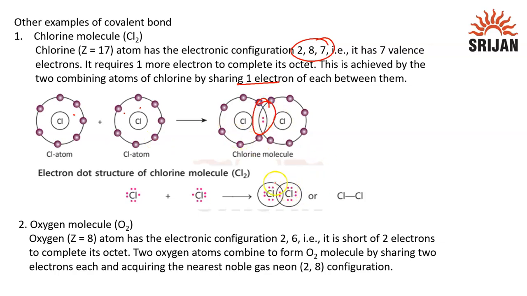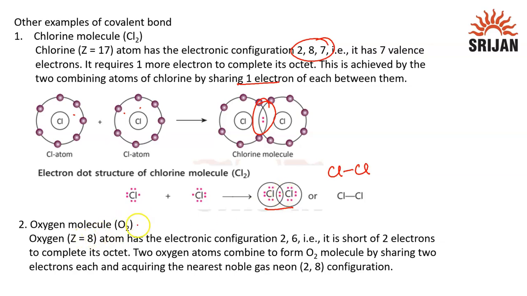We can see the chlorine molecule is formed. Again, this is the electron dot structure, because in electron dot structure we don't have to make these shells, we just have to draw the dots, and the dots will be equal to the number of valence electrons, which means we just need to show the outermost electrons. Here this is the chlorine molecule. Here also they are combined by a single covalent bond because only one pair of electrons is shared.